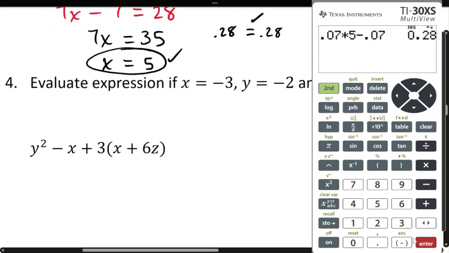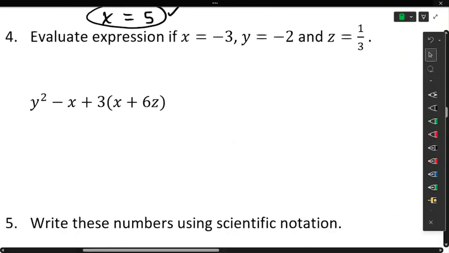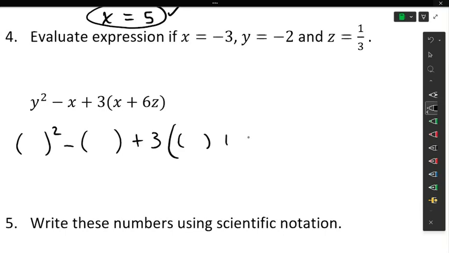In question 4, we're given an expression. We're not given anything about the situation that this expression models. We're just asked to evaluate this expression with some given inputs. We're given an input for x, for y, and for z, and we're just going to plug those in. So I'm going to write right below this, here's going to be a place for my value y, and I'm going to square that, minus, here's a place for my x, and I'm not squaring that, and then plus 3 times some parentheses. Here is a space for my x, plus 6 times here is a space for my y.